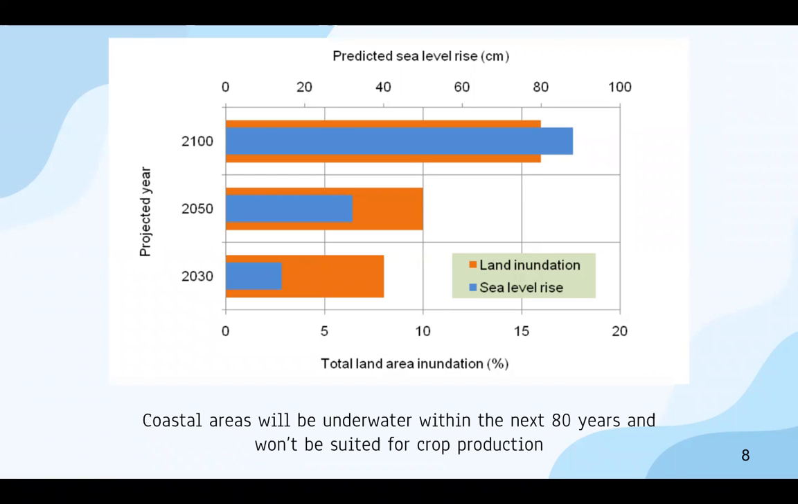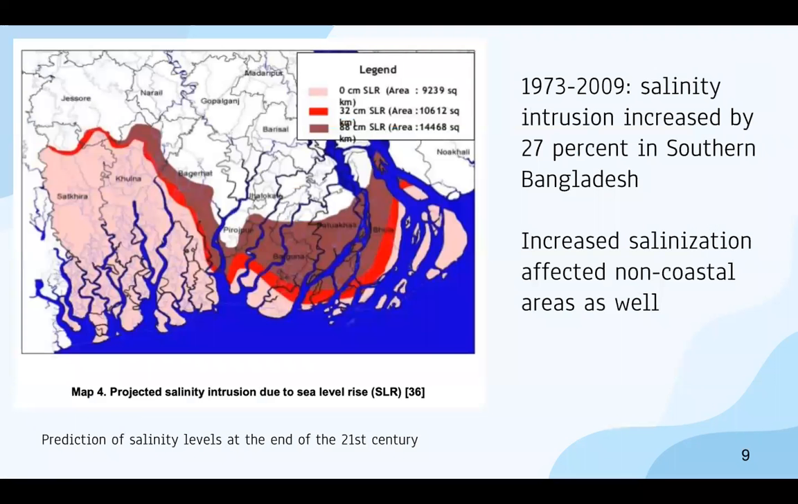So that's why the orange bars tend to be longer than the blue bars, because the blue bars just show the sea level rise. But overall, you can see there's going to be a huge increase within the next 80 years. And then this map shows, again, the projected salinity intrusion, as I was talking about with the other graph.